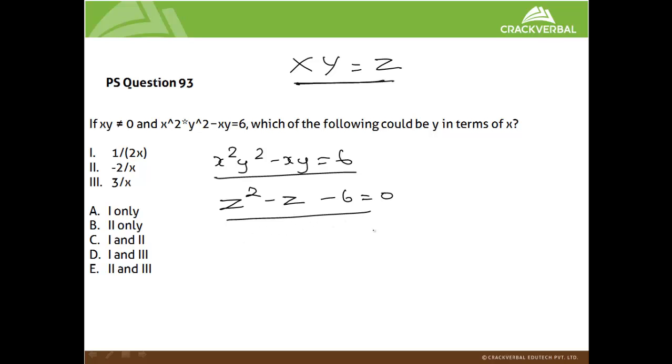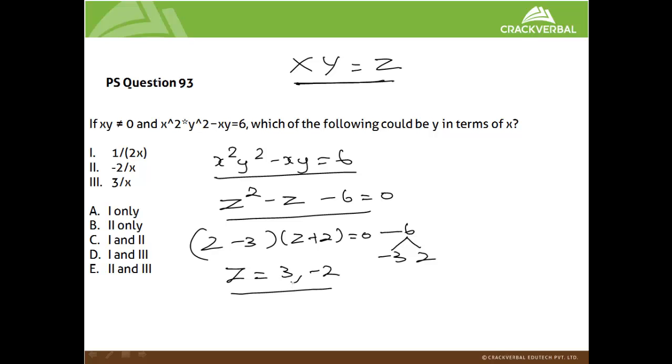We can factorize this as: product is minus 6, sum has to be minus 1, minus 3 and minus 2 will work. So that is z minus 3 into z plus 2 equal to 0, right? In that case, z has to be equal to 3 and minus 2, right? If z is equal to 3 and minus 2, the question is asking you what could be y in terms of x.